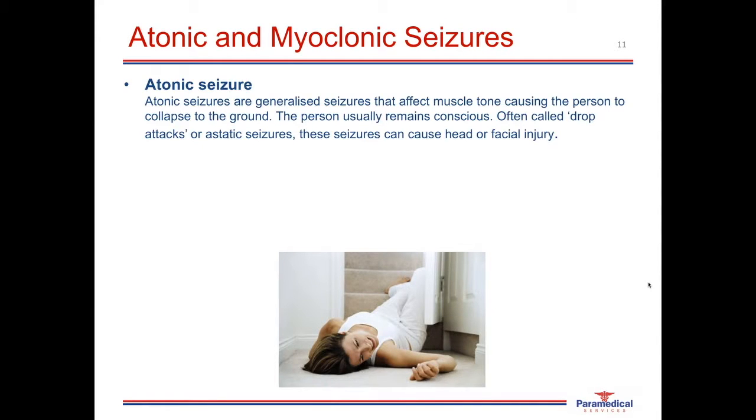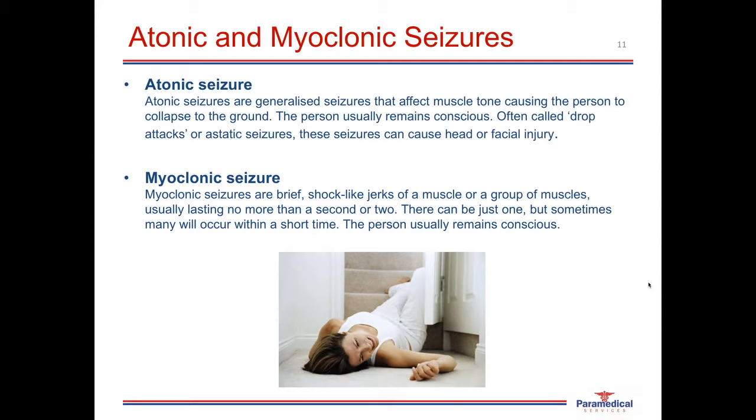Atonic seizures are generalized seizures that affect the muscle tone. They result in a sudden loss of muscle tone in the body, which results in a person collapsing to the ground. The person usually remains conscious during this episode. It's often called a drop attack or an astatic seizure. These seizures usually result in some kind of head or facial injury due to the rapid fall to the ground and the patient being unable to brace themselves with their arms.